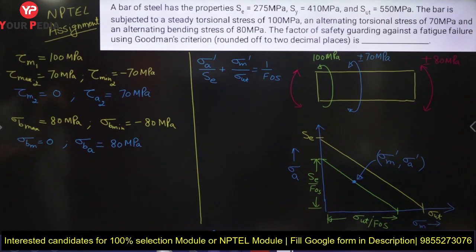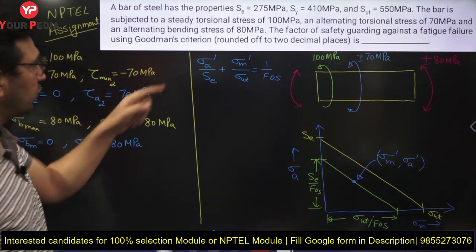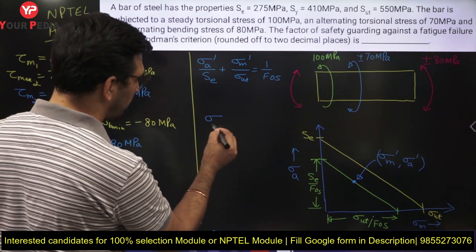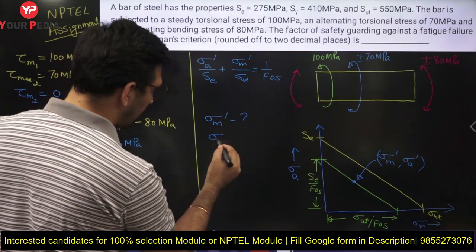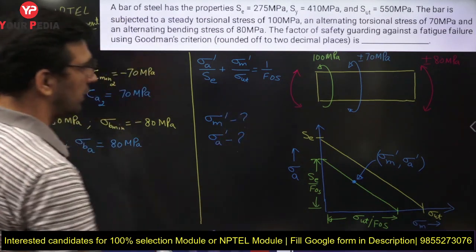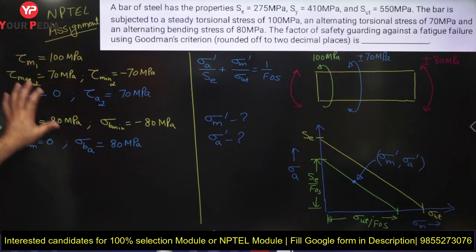Right? That's all. But since we have a mean over here and an amplitude also, a mean over here and an amplitude also, what do we need to do? We need to find the equivalent mean, and I need the equivalent amplitude of stress over here. So how do we find it for this combination of stress?